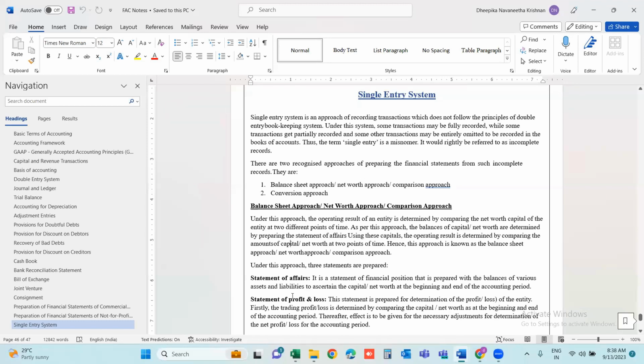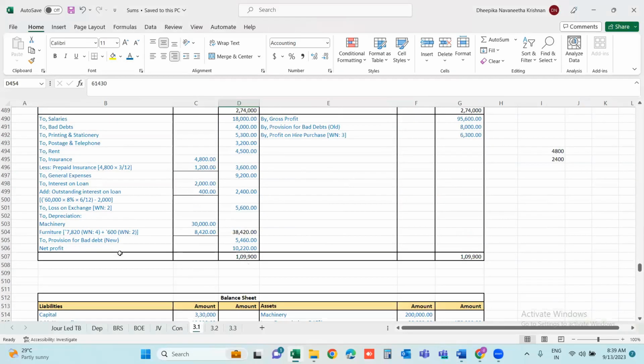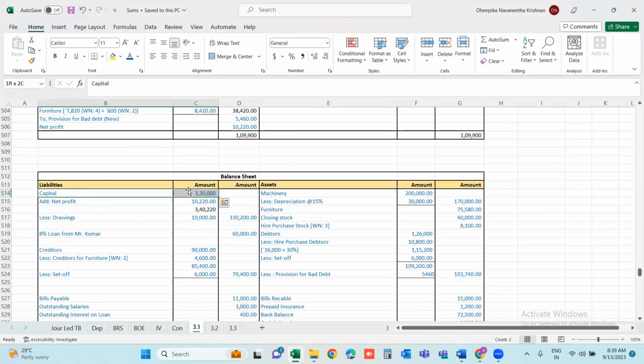The balance sheet approach is where they find the opening balance sheet and the closing balance sheet. In that, they will have the capital fund, opening capital and closing capital. The difference between the opening capital and closing capital will give your net profit. Why? Because on the liability side, we have capital. This is your opening capital. To this opening capital, I add my net profit for the year and arrive at closing capital.